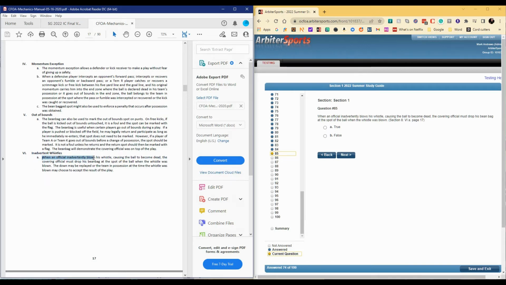When an official inadvertently blows his whistle, causing the ball to become dead, the covering official must drop his beanbag at the spot where the whistle was blown. Okay, so that's exactly what this question said. So 85 is true.